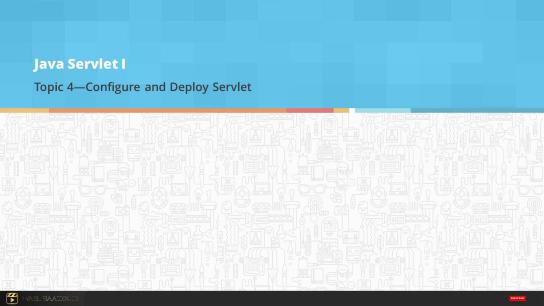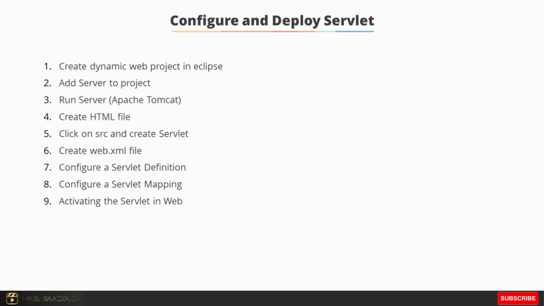Let's look at configuring and deploying servlets. The steps are: create a dynamic web project in Eclipse, then add a web server to the project and run the server. In this case we will use Apache Tomcat as a web server. Create an HTML file, click on SRC and create the servlet, create the web.xml configuration file, configure a servlet definition, configure a servlet mapping, and activate the servlet in the web.